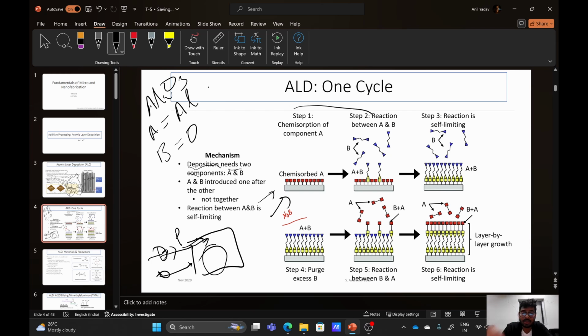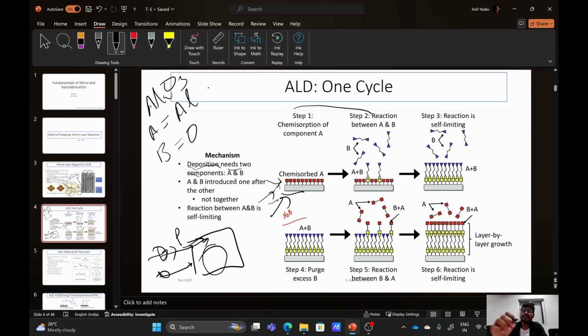Chemisorption is required. Chemisorption is the formation of a chemical bond between precursor A and the substrate. So it should adsorb chemically, not physically. We will see why: physical adsorption will give you non-uniform growth, because there are some steps.